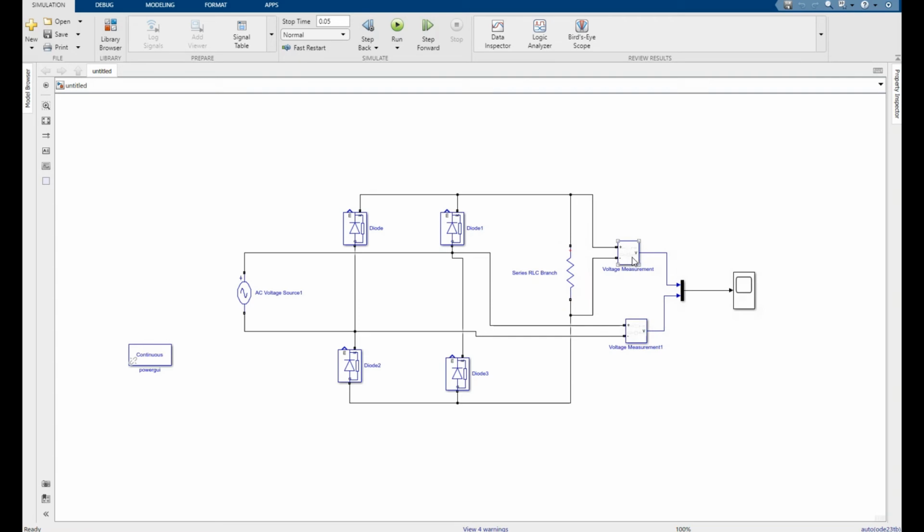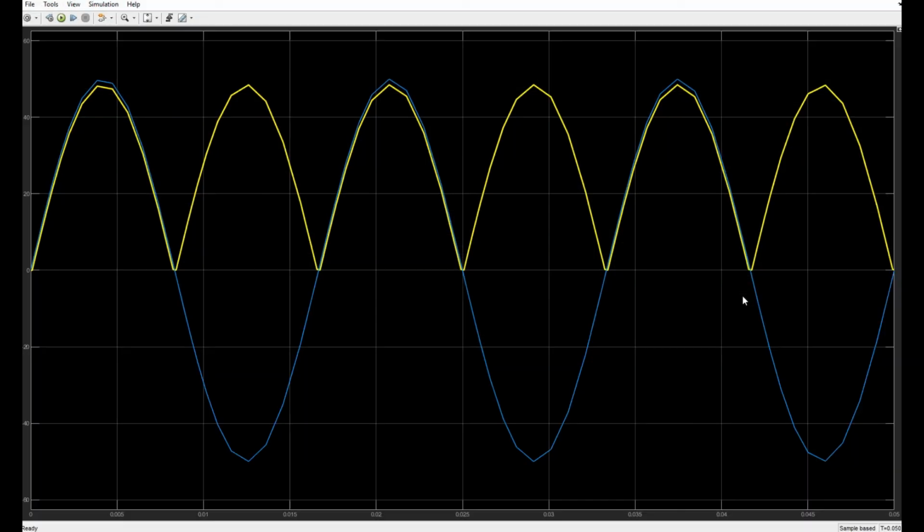Take a voltage measurement, and this is a mux which will show both of the graphs for input and output, and I will get my output at a scope. Run this simulation. Note that the time is 0.05. Click on scope. Here it is, the light blue color is showing my input voltage and the yellow one is showing my output voltage, which is rectified.